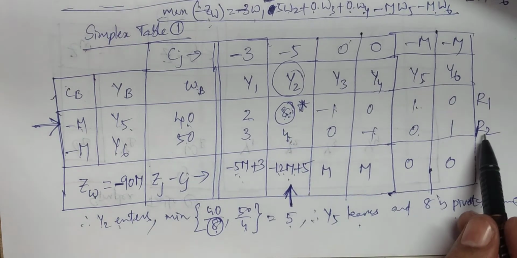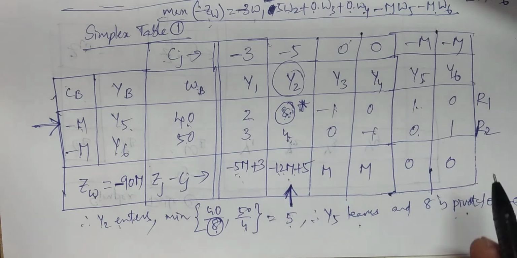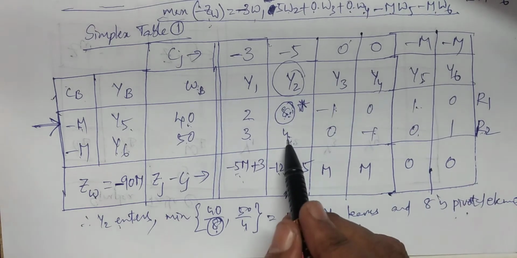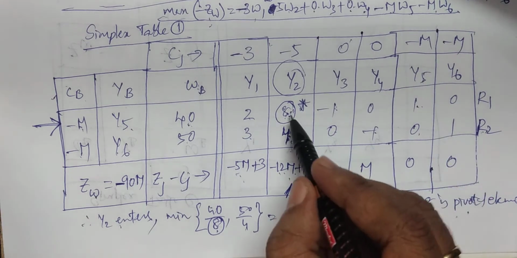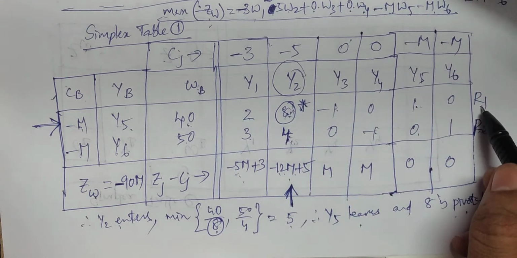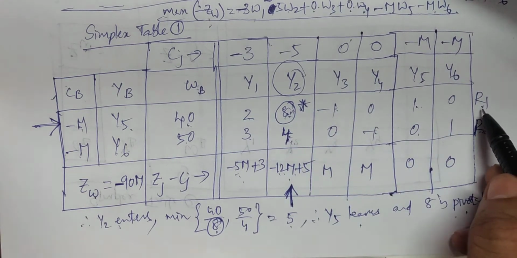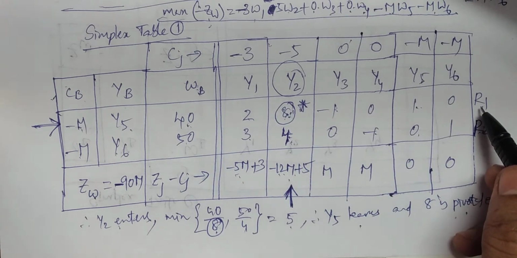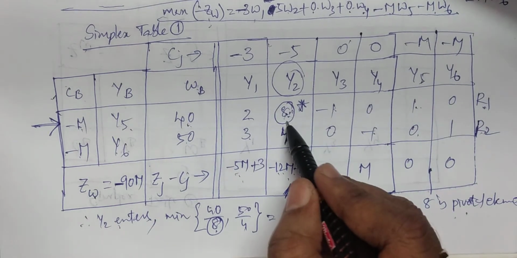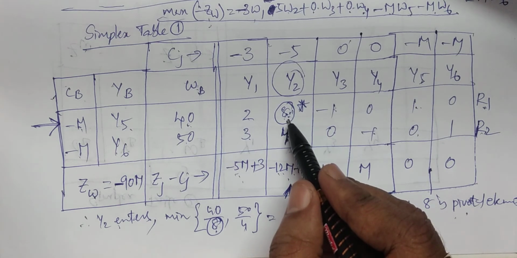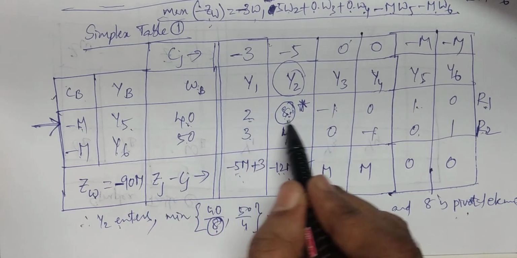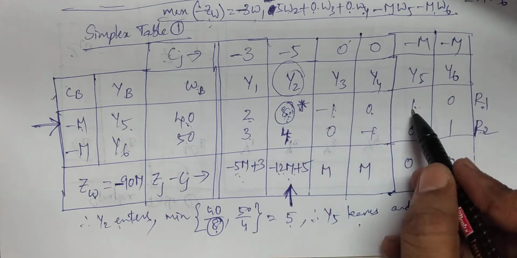I tell you row operations here, R2 dash in the next simplex table. You have to calculate R1 dash. The pivotal element is 8, therefore divide with 8. R1 dash is R1 by 8, that is 40 by 8, 2 by 8, 8 by 8, minus 1 by 8, 0 by 8, 1 by 8.